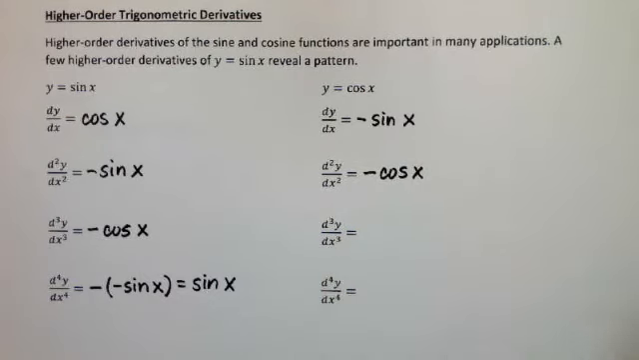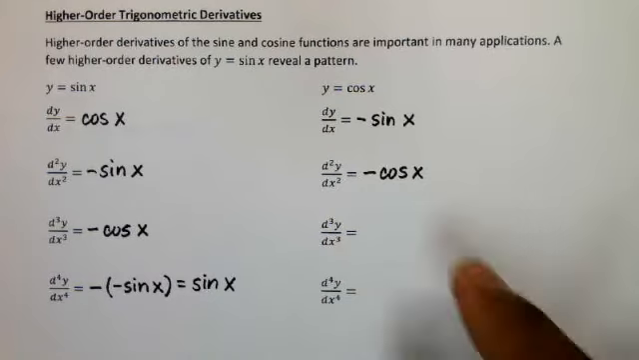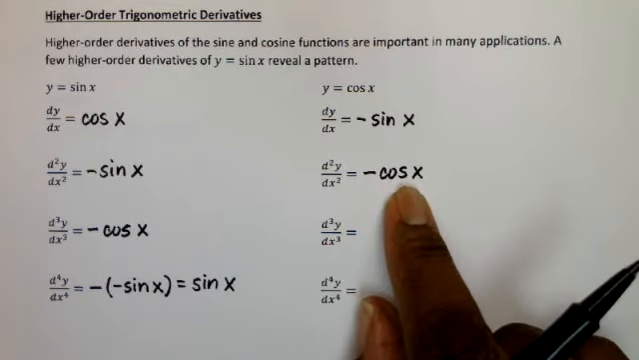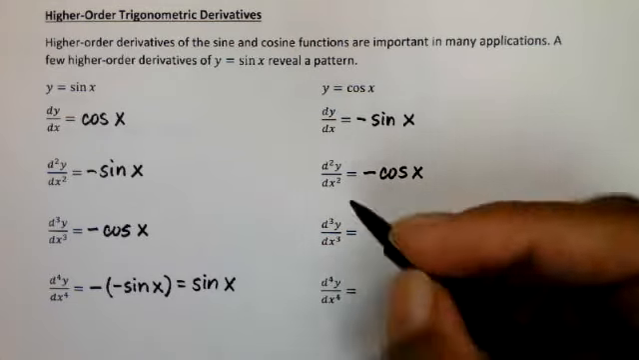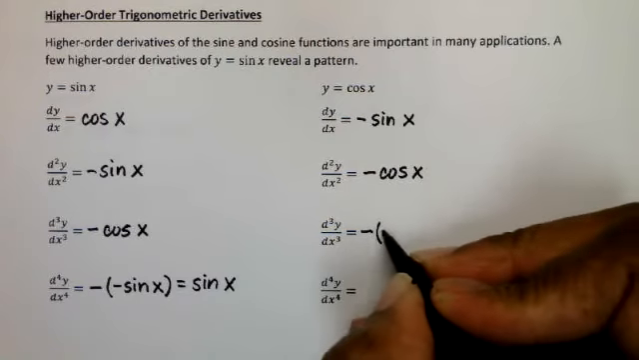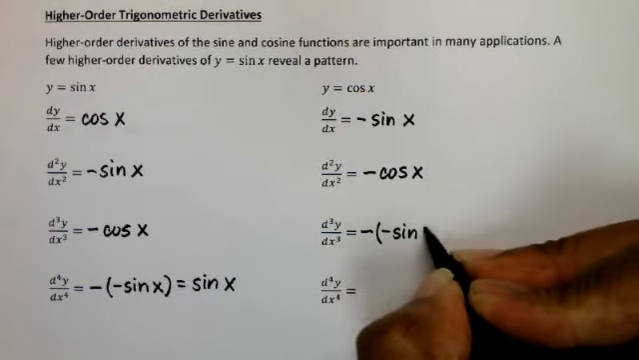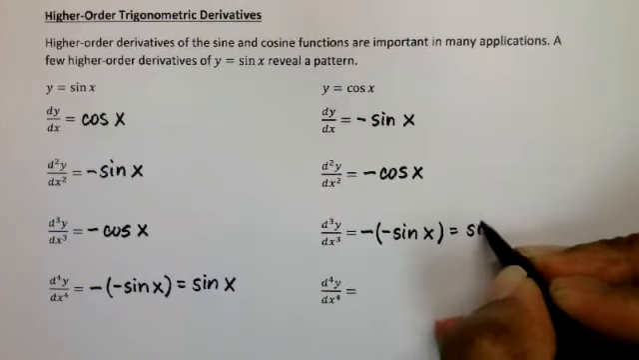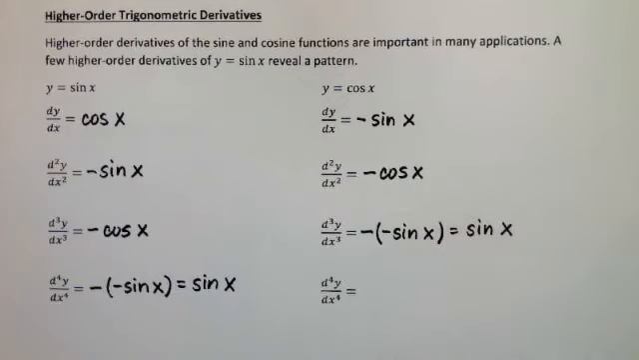Now we want the third derivative of y equals cosine of x. Well, let's look at the second derivative here, which is negative cosine of x. So in this case, I'm going to bring this negative down. Take the derivative of cosine of x, you're going to get negative sine of x. Well, negative of a negative makes that positive. So the third derivative would be sine of x.